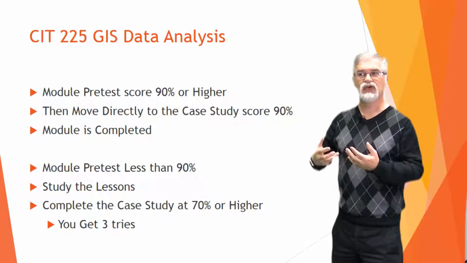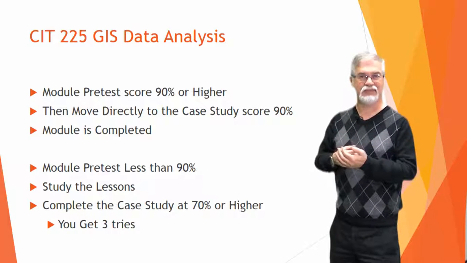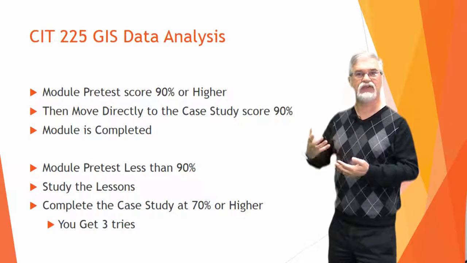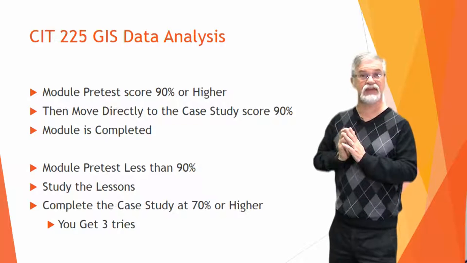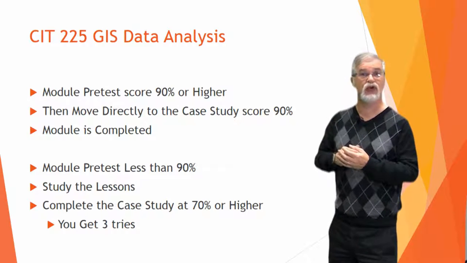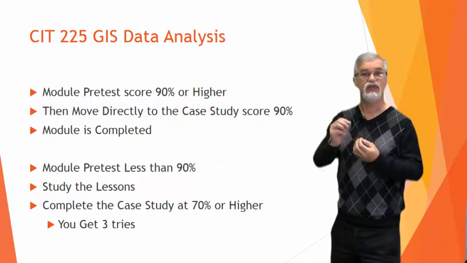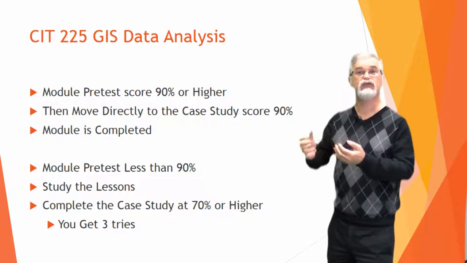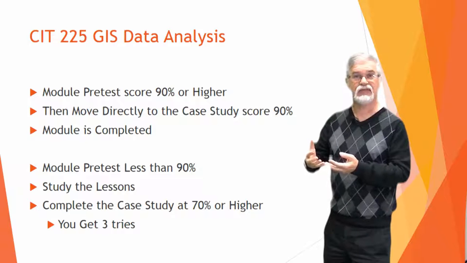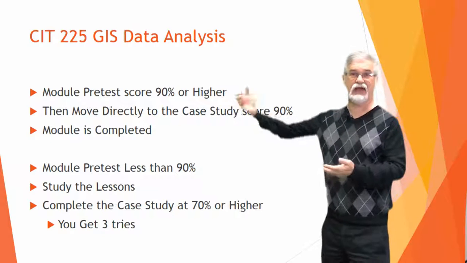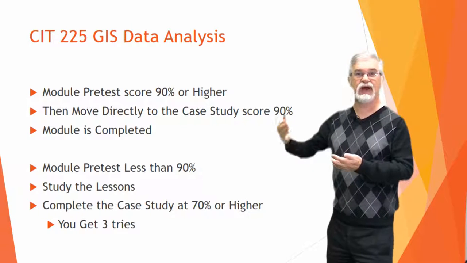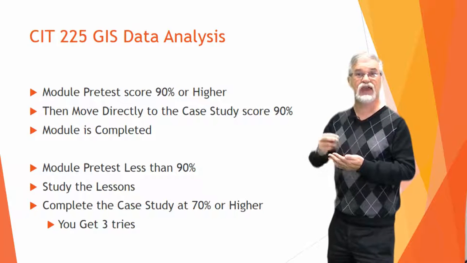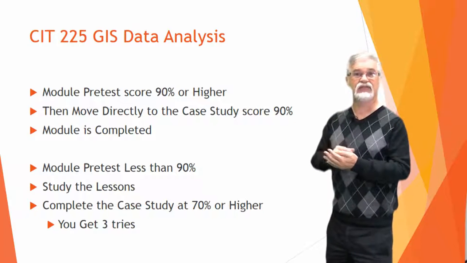When you start a module, you're going to take a written test. It's going to be a multiple choice test, with 20 questions or thereabouts, and if you score 90% on that test, which means you miss two questions if it's a 20 question test, you can then go directly to the case study and try the case study. If you score 90% on the case study, you've completed that module and can move to the next module. That's the way each of the modules will work, except for the first module. You actually have two case studies to do in the first module, and in the other modules you'll have only one case study to do.